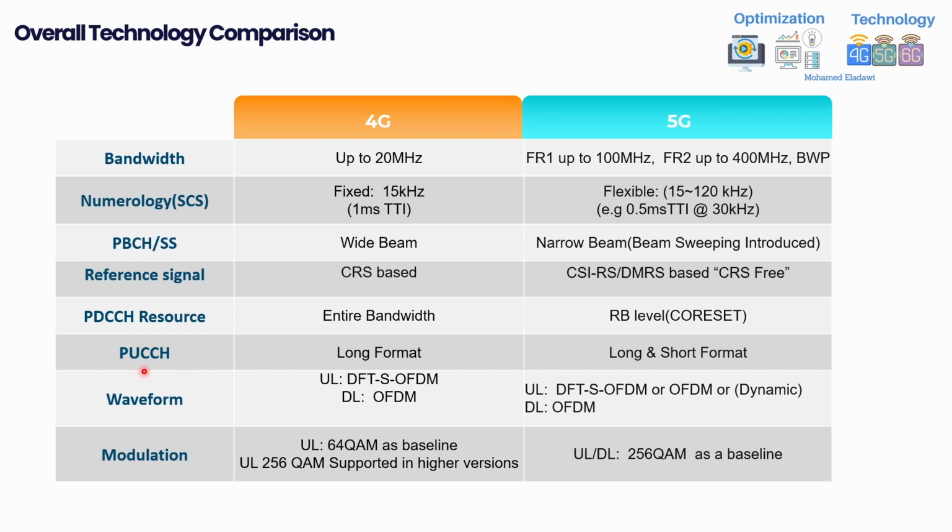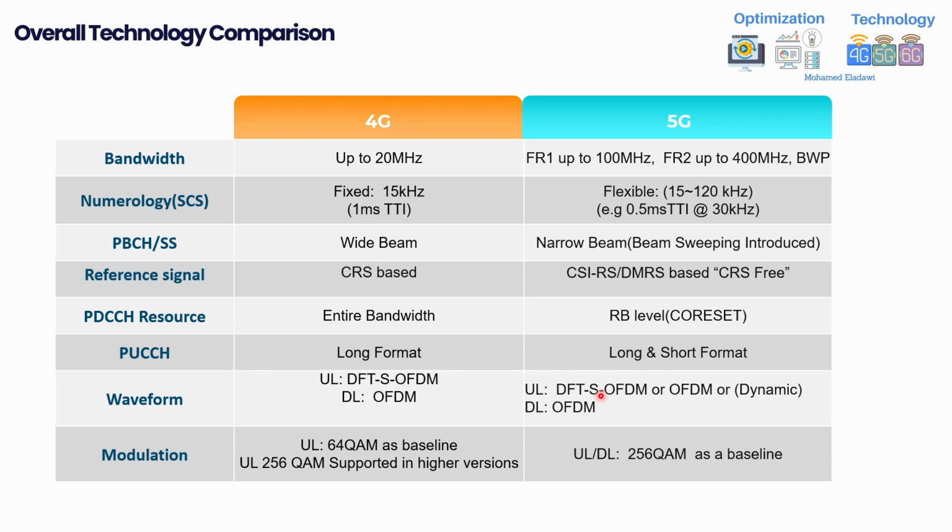Okay, the next part is about the PUCCH. In 4G we used to have only the long format. Now we have long and short formats. We'll go through this to address the differences between them. And for the waveform in 4G, in uplink we used to have only single-carrier OFDM, and in downlink you used to have OFDM. Now in uplink, this is the main difference: it can be single carrier or even OFDM. And if you remember, the main point of single-carrier OFDM was to reduce the peak-to-average power ratio, PAPR.